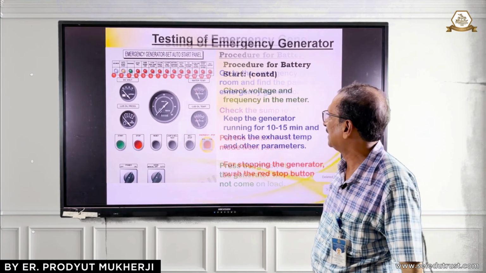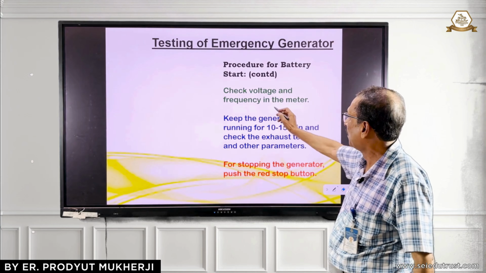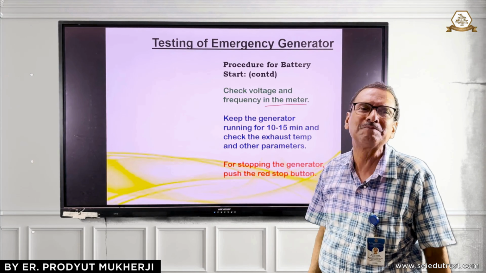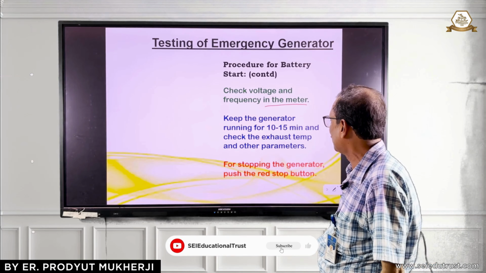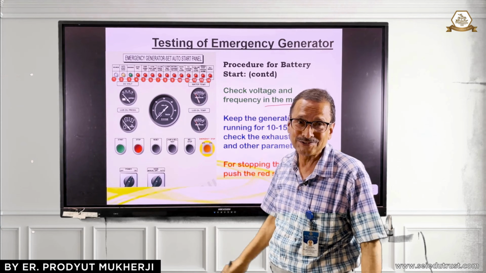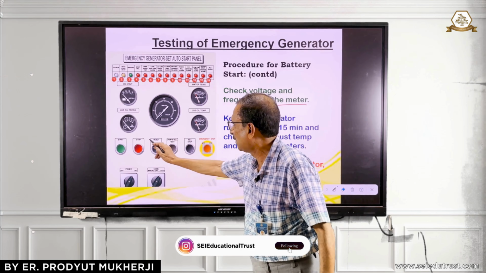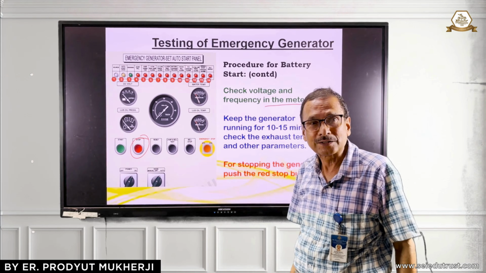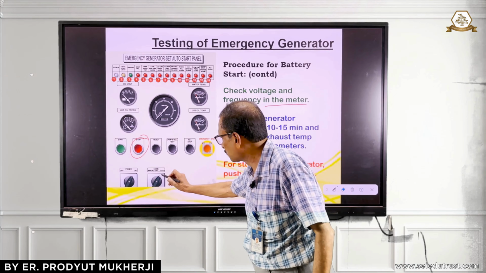Once the generator has started, we have to check the voltage and frequency on the meter and keep the engine running for 10 to 15 minutes. Check that all the parameters are okay. Once you are satisfied that the engine is okay, press the red stop button and the engine will stop.